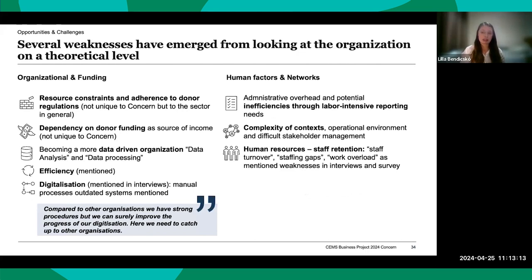And here we identified some weaknesses from our business model of the organization. First of all, which is not really a unique problem to Concern but also affects multiple NGOs, it's the resource constraints and also the dependency on donor funding. But also when we were doing the interviews and questionnaires, it came out that so many people are requiring the organization to be a little bit more data-driven or more digitalized. And also from the human side, we've seen some problems regarding staffing, the high turnovers or staffing gaps. And also it's a really complex organization, so obviously there are inefficiencies coming through.